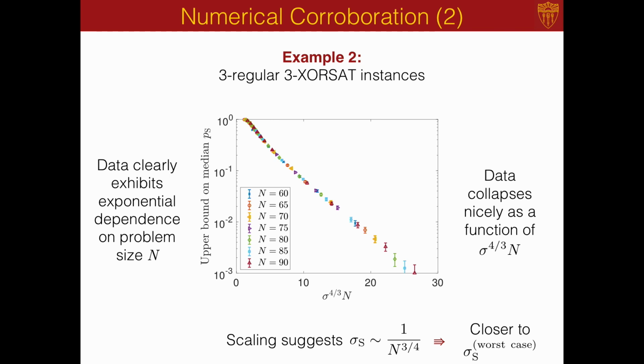if you wanted to maintain the performance of your analog device for this class of instances, you would need to scale the noise as 1 over n to the 3/4. And this is actually closer now to the worst case estimate. Right? So it's clear, or I hope at least I've convinced you, that this exponent is going to depend strongly on the class of instances you're studying, but you can possibly get closer to the worst case estimate.